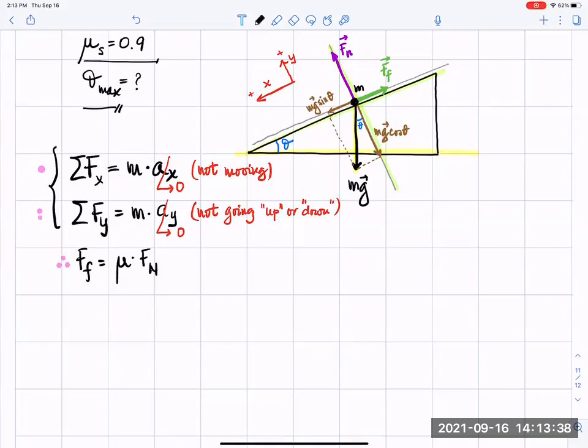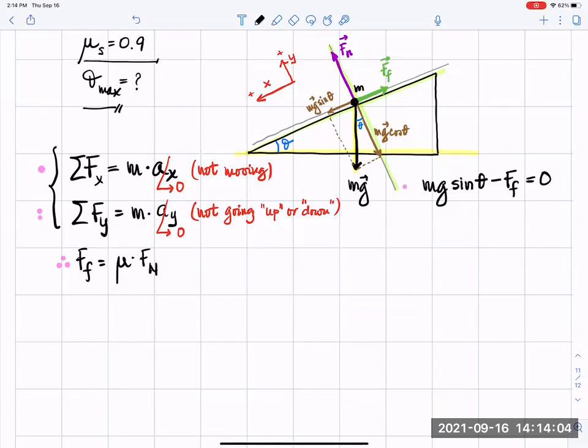Let's look on the x direction. The one that goes in a positive direction, the way I chose it, is the x component of the weight, which is mg sine of theta. So this produces mg sine of theta. Then the force of friction is going the opposite way, so it's minus force of friction, and that's equal to 0. So that is what your first equation is producing.